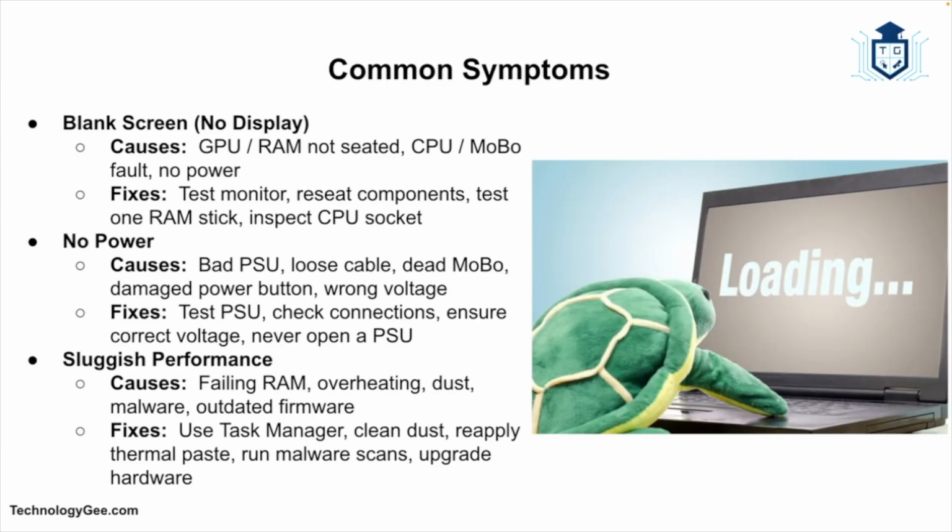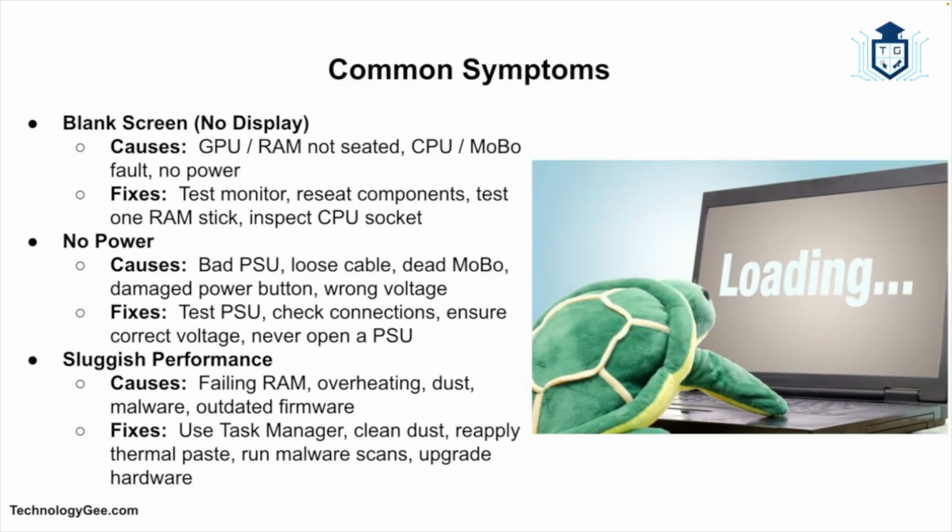Another issue you might experience is sluggish performance, meaning everything works, but it's going extremely slow. The reasons for this could be failing RAM, an overheated CPU, a bunch of dust clogging the cooling systems, background processes or malware that are just eating up all your resources, or outdated firmware.